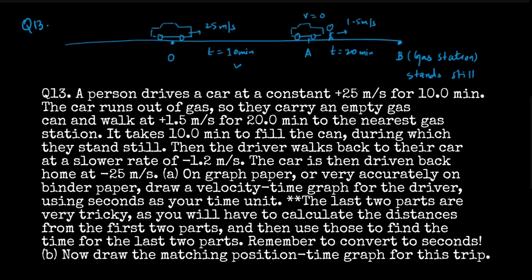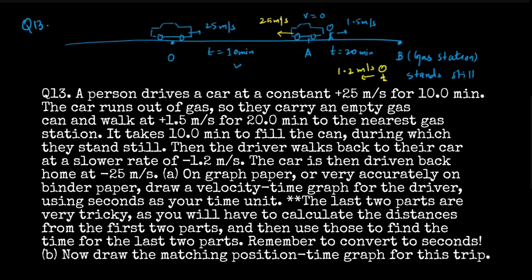Now it's saying the driver walks back to the car at a slower rate, negative 1.5. Again, negative means what? Negative means it is coming back, but the velocity now has decreased. So I will assume that it is going at 1.2 meters per second. The car is then driven back home at negative 25 meters per second. What happens when the person reaches point A where the car was standing? It starts going back to its initial point at negative 25 meters per second.